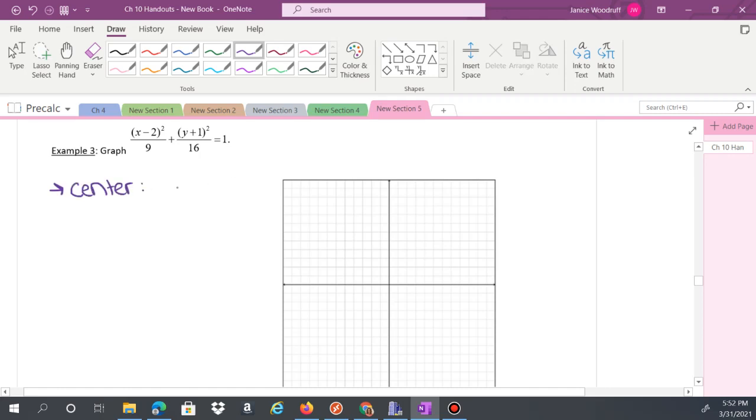Okay, so the center is going to be h would be positive 2, k would be negative 1. So 2, negative 1. So here's my center. Then we're going to identify A and B.